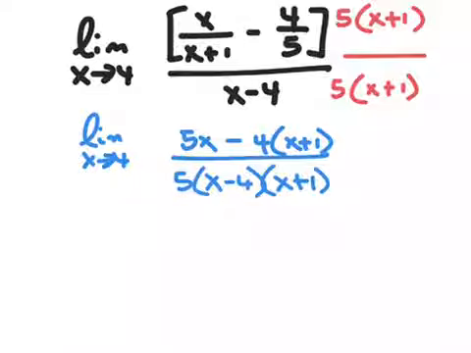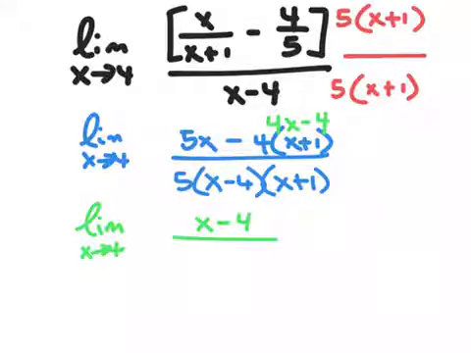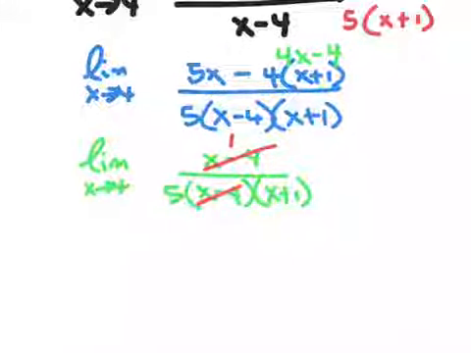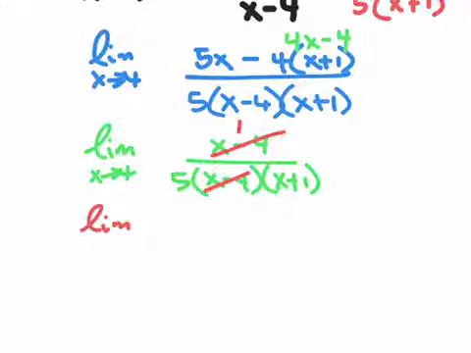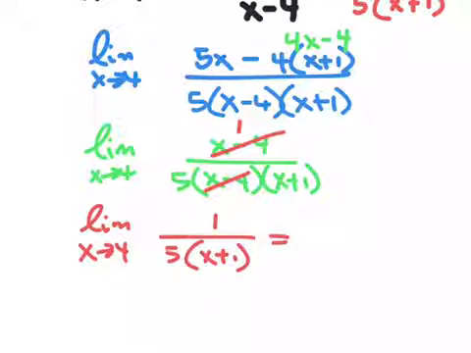From here I'm going to do a little bit more simplifying. This will be the limit as x approaches 4 of 4x minus 4. So what I'll get is x minus 4 on the top, and conveniently that will cancel with the x minus 4 on the bottom. When those go away, I'll get a 1 in the numerator, and a 5 times the quantity x plus 1 in the denominator. So I'm going to evaluate this, plugging in x equals 4, and it looks like I get 1/25.